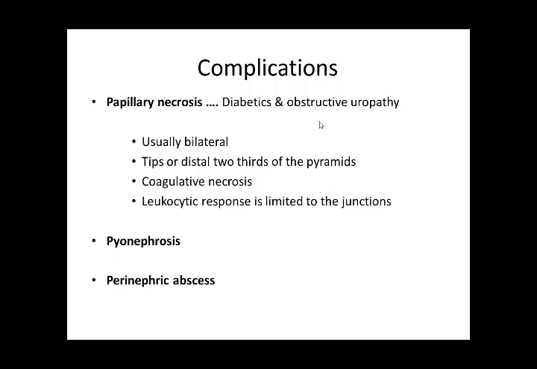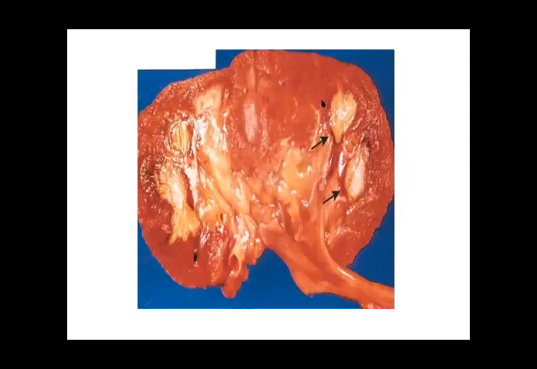Coagulative necrosis occurs. Leukocyte response is limited to the junctions. Pyelonephritis and peripheral abscesses are there. There are multiple abscesses here. One and two, these are the two abscesses. Those are pyramids.